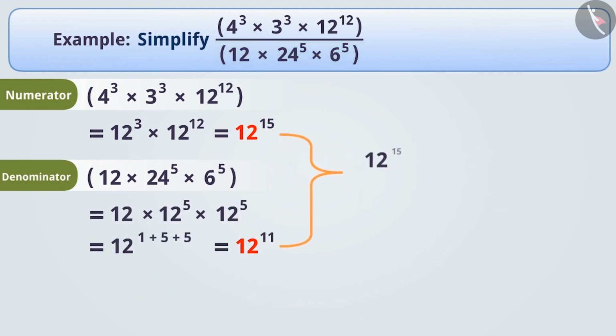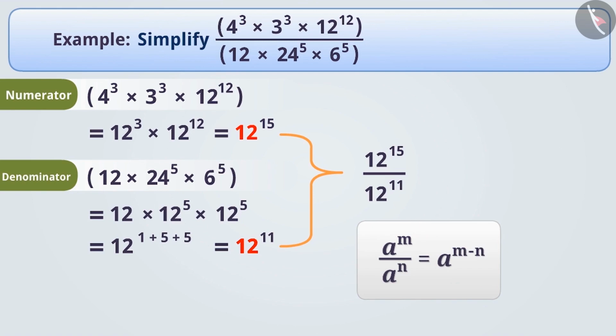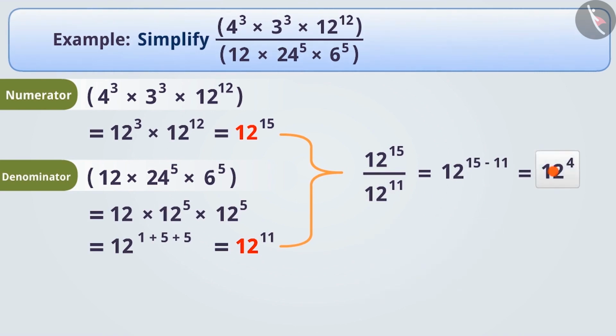Now, we will solve 12 to the power of 15 divided by 12 to the power of 11. For this, we will use the law a to the power of m divided by a to the power of n, which is equal to a to the power of m minus n. Using this law, we can write it as 12 to the power of 15 minus 11, which is equal to 12 to the power of 4. So, the simple form of the given example is 12 to the power of 4.